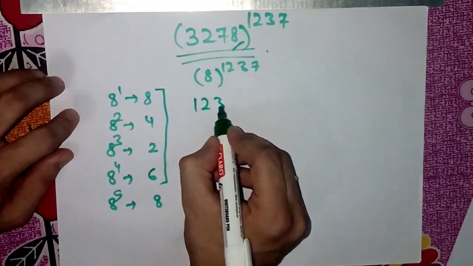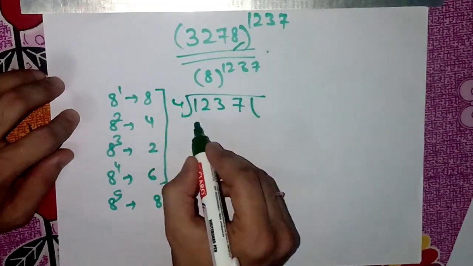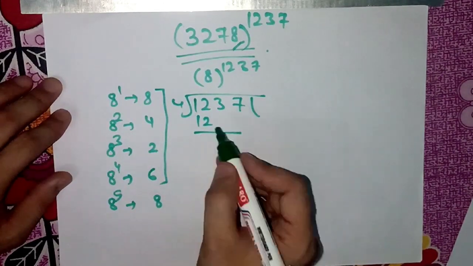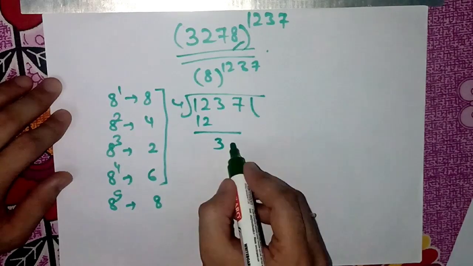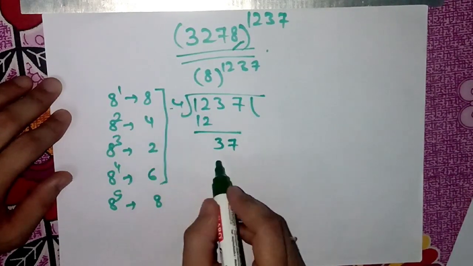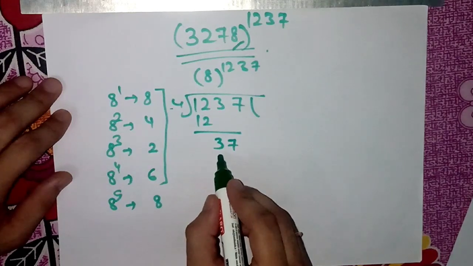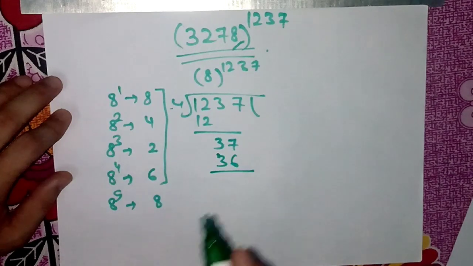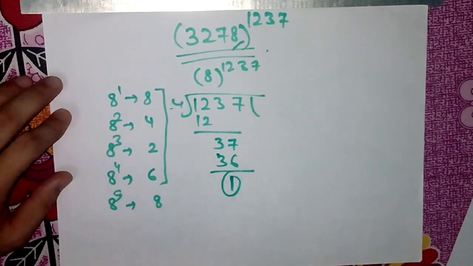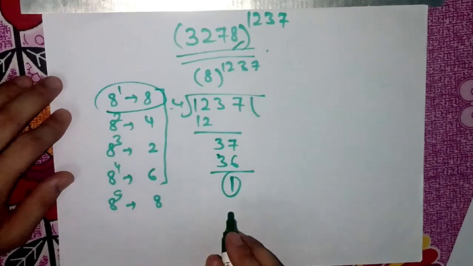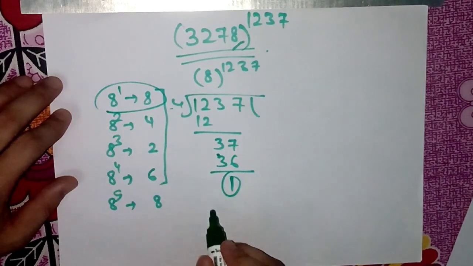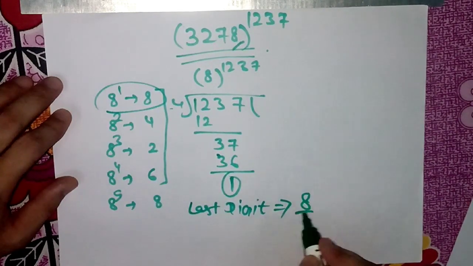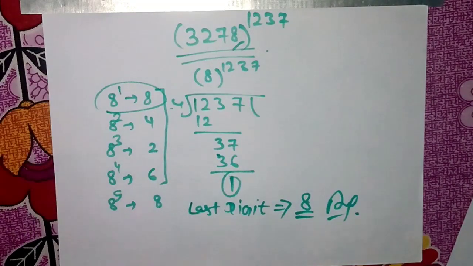Now we need to divide this power 1237 by 4. We need to find the remainder. 4 threes are 12, 4 eights are 32, and 4 nines are 36. So the remainder is 1. So 8 to the power 1 will give the last digit of the given number. So the last digit of this question will be 8 only, which is the answer.